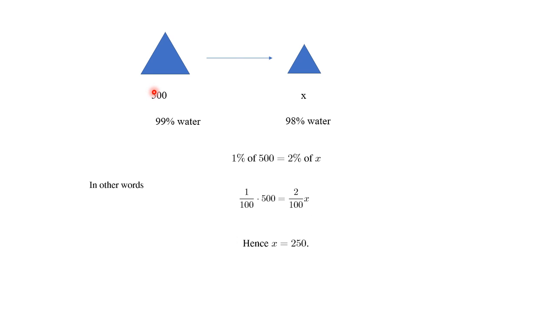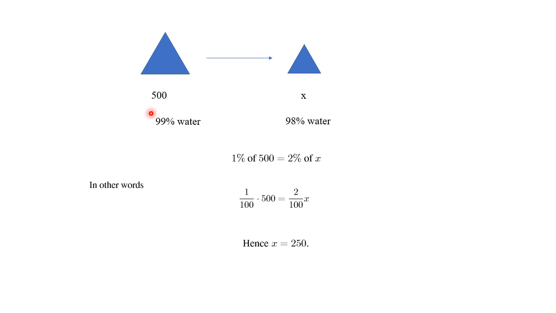It started with 500 kilos, 99% water. People argue vaguely that, look, it's only lost 1%, and they start taking 1% of 500 and they take that off and they get 495 and things like that. But actually, it's 250.